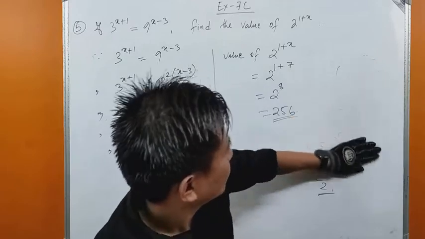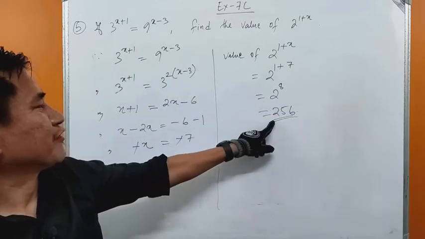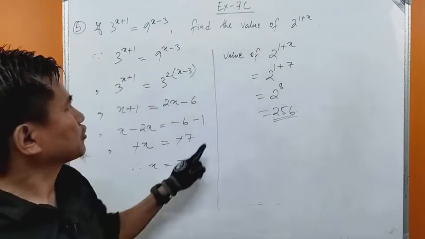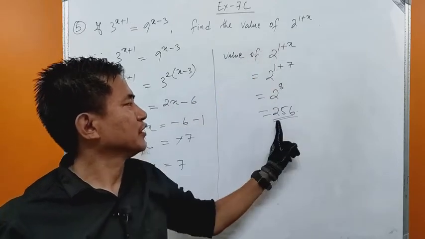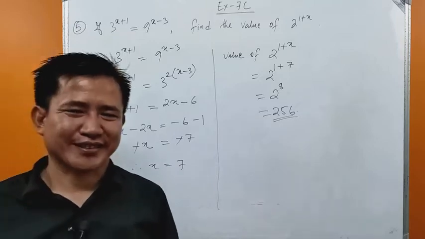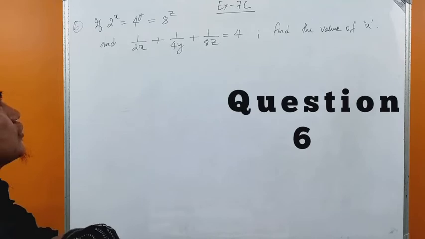This is not the thing which I wanted to teach you right now. This is the thing which I wanted to teach you, okay. Question number 5 of exercise 7c. So the value of this number is 256, okay. I hope you got this. Now let's do question number 6. This is question number 6 from exercise 7c.